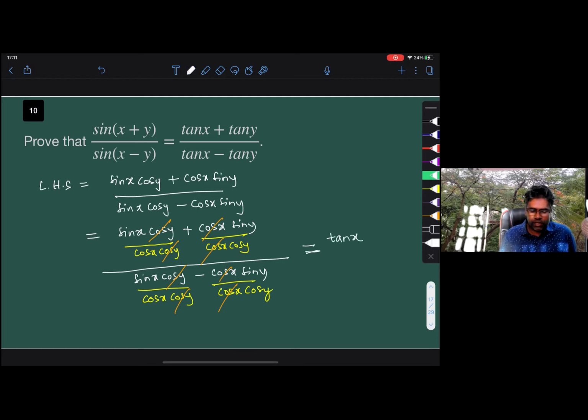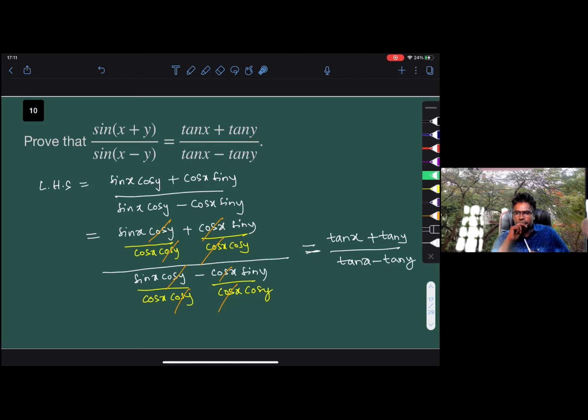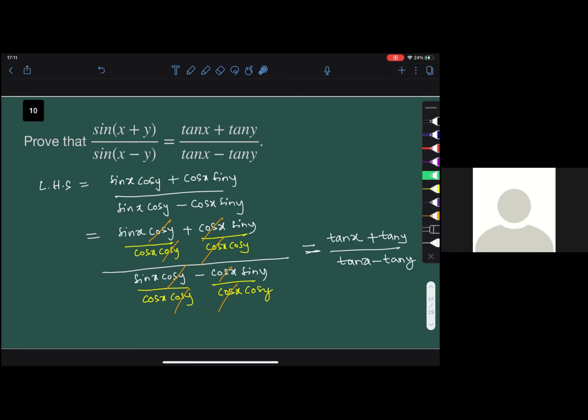Sometimes you can use this. So tan x plus tan y divided by tan x minus tan y. So this is really nice. So what is happening here? Sin of x plus y by sin of x minus y is tan x plus tan y by tan x minus tan y. So I hope you understand this. Yeah, sir. Okay, so let's move on.